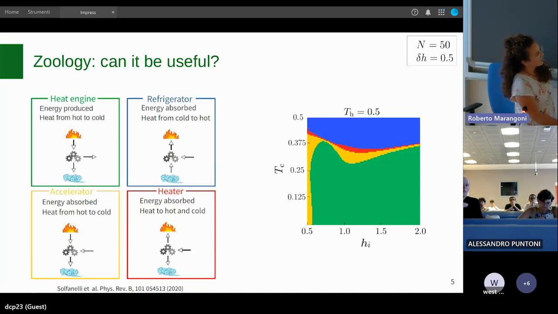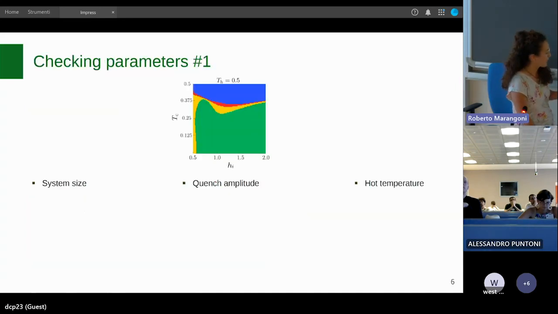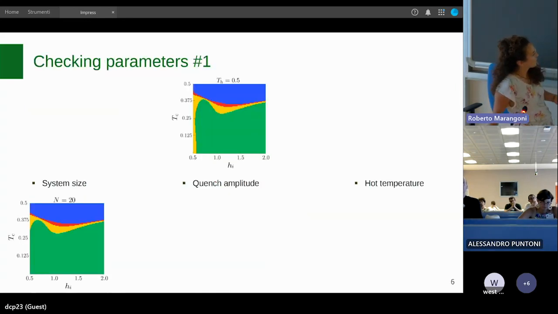Every time you see green, the engine is working as a heat engine. Blue is refrigerator, accelerator, heater. This is telling us that this engine actually can be useful, can be used as a heat engine or as a refrigerator. First comment on the parameters: what changes if we consider a different system size? You can see this is for N equal to 20. The shape of this diagram changed very little, so it is still working in the 4 regimes I discussed before, so it's not so important to do all the simulations for different system sizes.